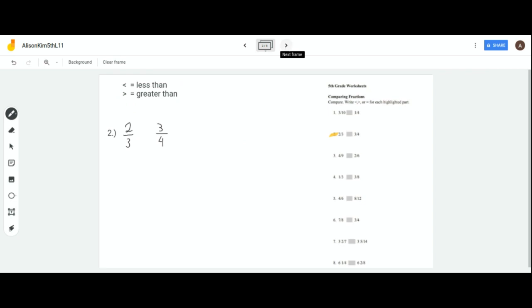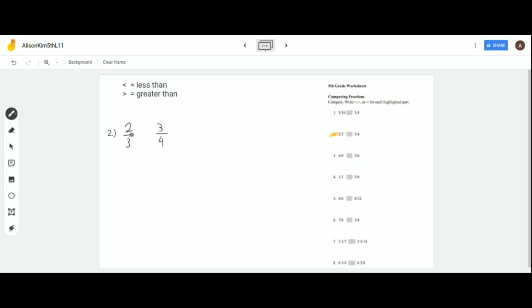So we're going to get started with comparing fractions, which is basically inequalities, and we're going to do number 2 together. Number 2 gives us 2/3 and 3/4. In order to know which one's bigger, an easier way is to make sure that the denominators are the same numbers. So we know that the common multiple of 3 and 4 is 12, so we need to make the denominators 12.